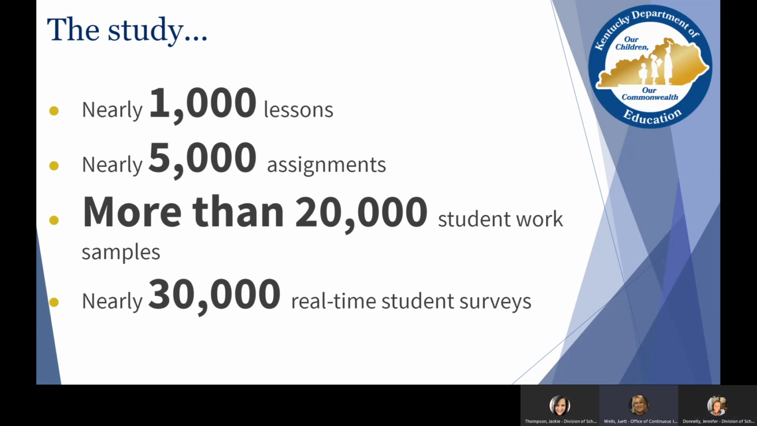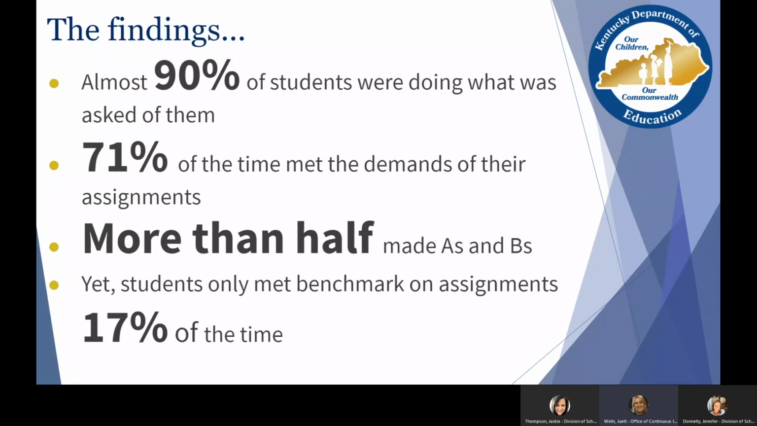So when we look at the results of the opportunity myth research, here's what they found. They found that almost 90% of the students were doing what was asked of them, which is great. That means most students were on task, they were working hard, they were doing what the teacher asked. 71% of the time, the students were meeting the demands of their assignment. In other words, whatever they were being asked to do, they were doing it correctly, and they were doing whatever was required of them by that assignment or activity or assessment.